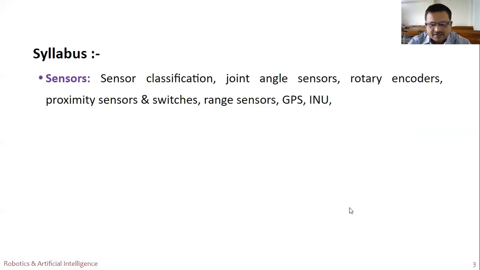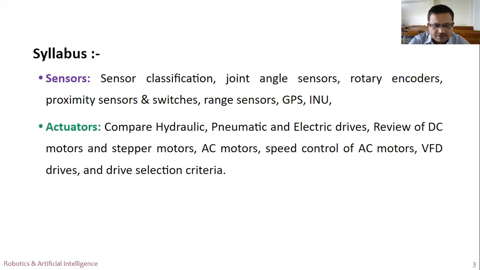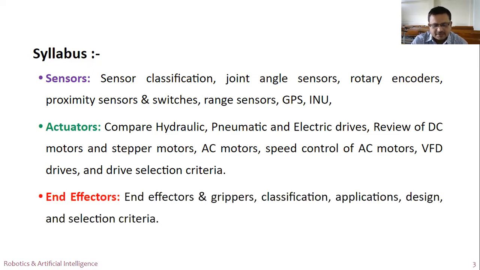Therefore, in sensor classification: joint angle sensor, rotary encoders, proximity sensors and switches, range sensors, GPS, IMU. Actuators, in that we will compare hydraulic, pneumatic, and electric drives, DC motor, stepper motor, AC motor, speed control of AC motor, variable frequency drives, and drive selection criteria. Then end effectors and grippers, classification, applications, design and selection criteria.